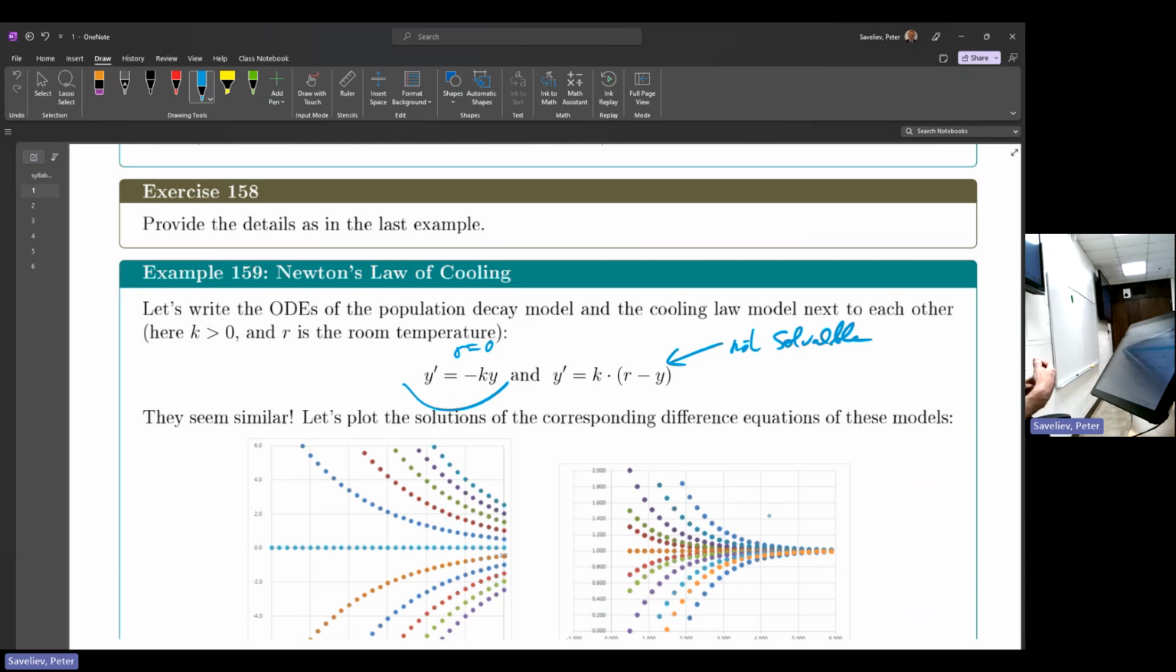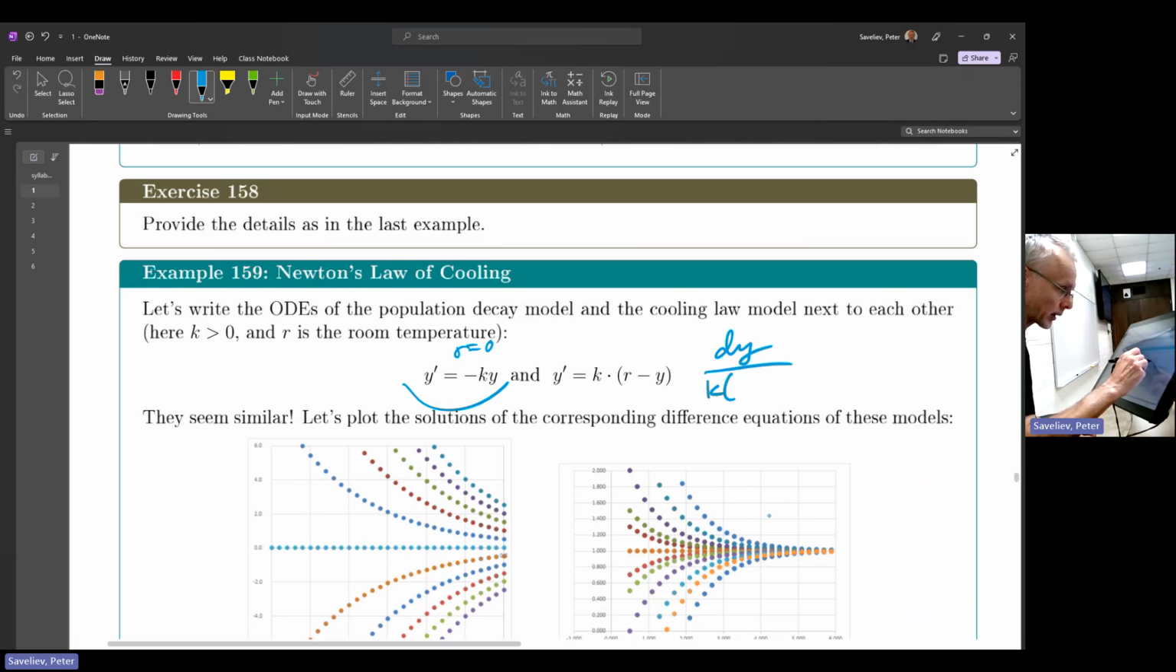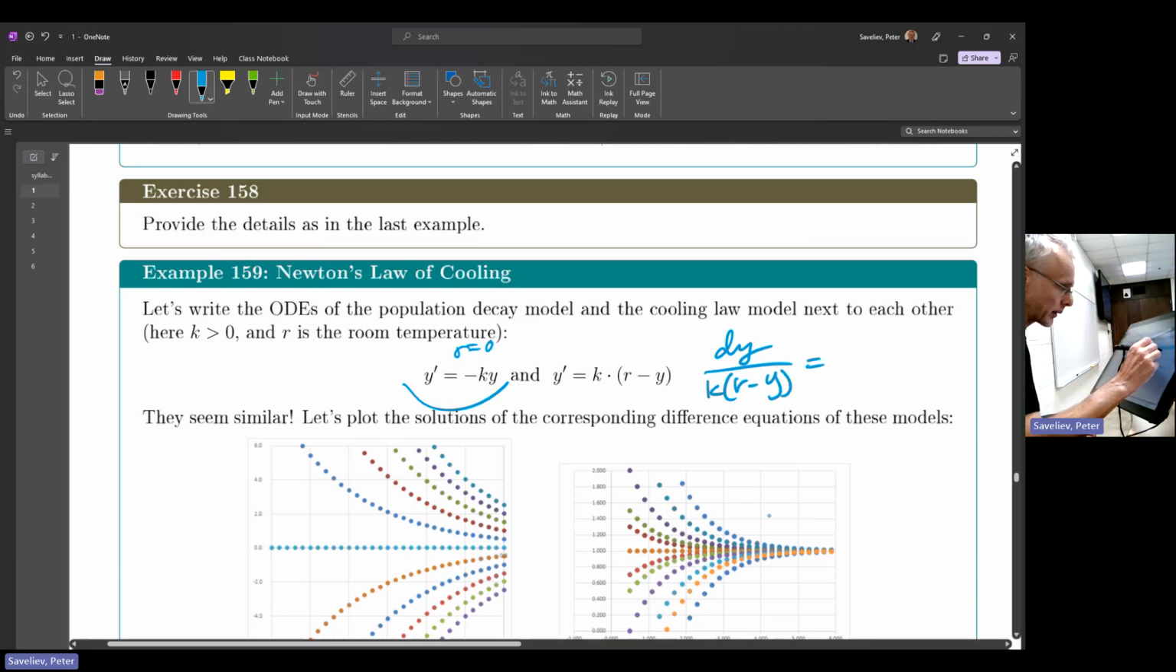I mean, you could, but well, actually, you could separate variables. I could separate variables. So I have dy over that kr. So it's actually quite possible. And then I have here dx. Okay, so it is solvable. It's not really that complicated. So that's the alternative way. Separation of variables.